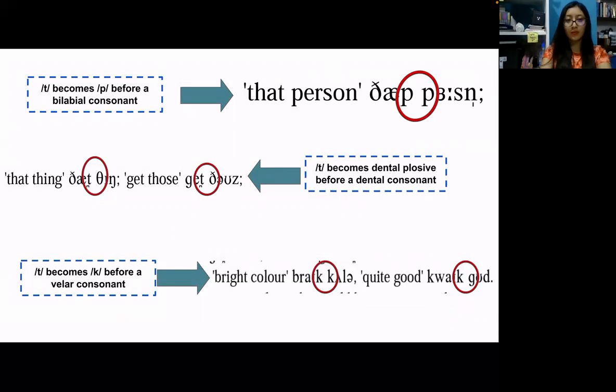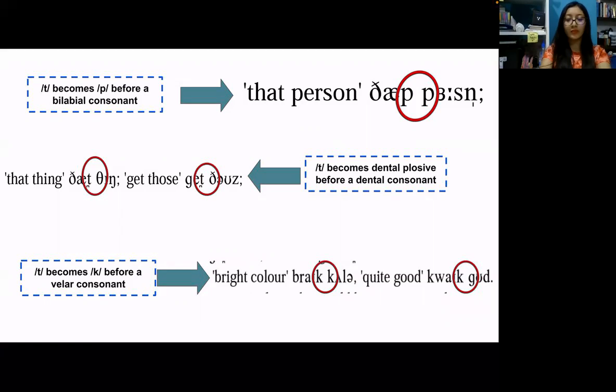Okay, the T will become a P sound before a bilabial consonant. For example, instead of saying that person, we will say that person. Then this T becomes a dental plosive before a dental consonant. For example, that thing, or get those. You see it changes, like it's not T, but a slightly different kind of T.